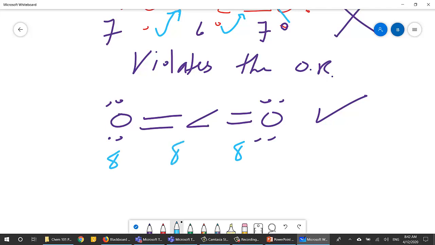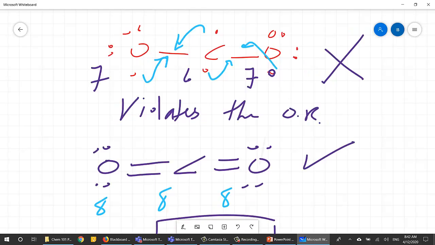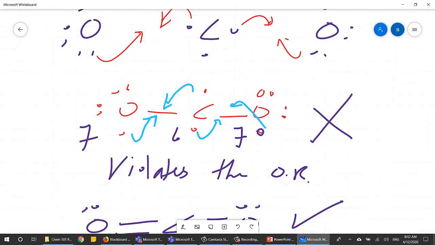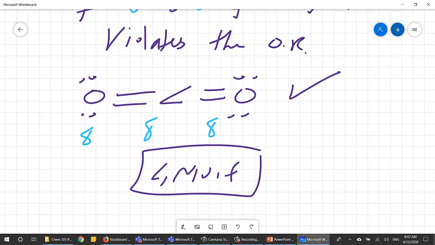This is so CNOF again. These are 4 elements that cannot break the octet rule, and therefore this compound with a single bond is unacceptable. This violates the octet rule. It does not exist this way. CO2 exists with double bonds.